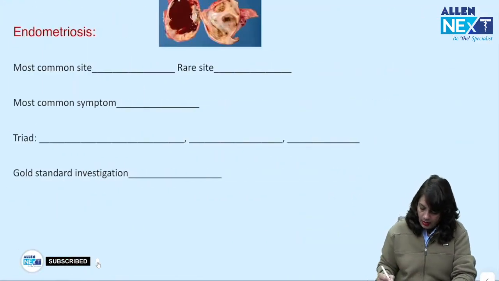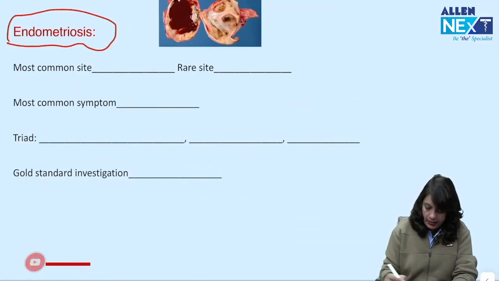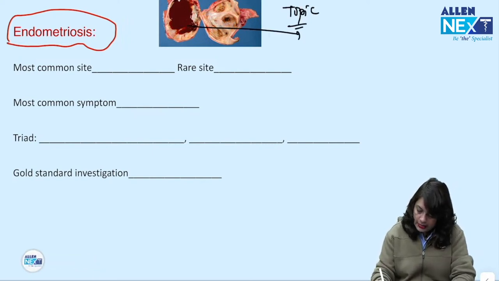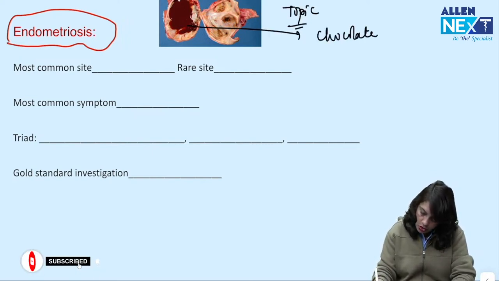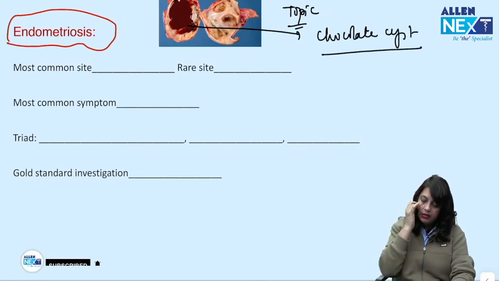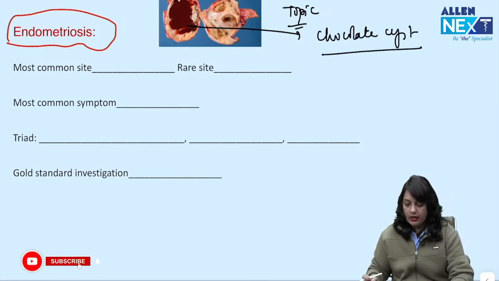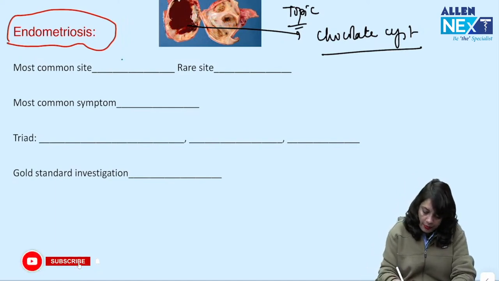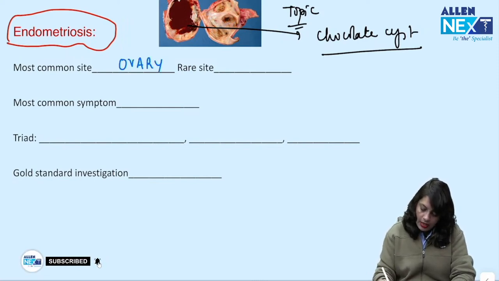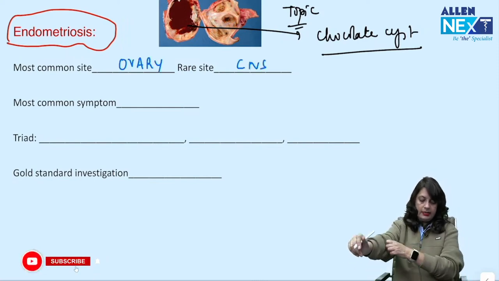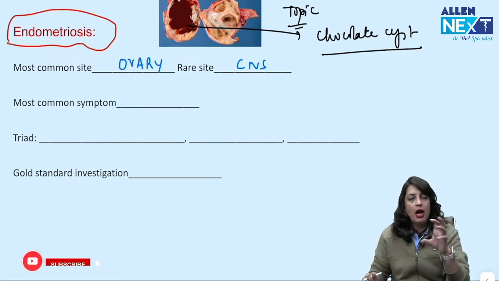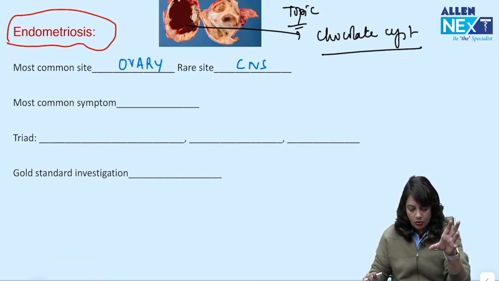Next topic I have taken up is endometriosis. So you can see there is a chocolate cyst of ovary. Why is this chocolate color? Because of the hemosiderin. So the most common site for endometriosis is ovary, and the rare site is CNS. Endometriosis means presence of endometrial glands and stroma outside the uterine cavity. So the most common site is the ovary.